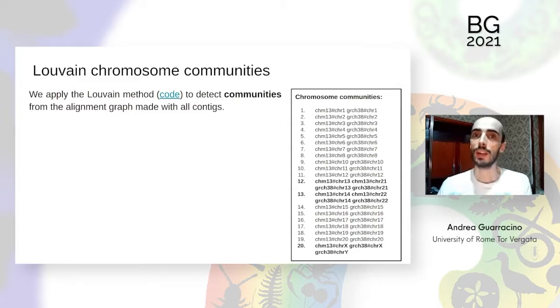On the right, there are the results we obtained. We highlighted the two acrocentric communities and also the group with the chromosome X and Y. Sex chromosomes are expected to appear together because of their pseudo-autosomal regions where they recombine. These results are stable across different bootstrapping experiments based on sampling several thousand alignments and recomputing the communities.